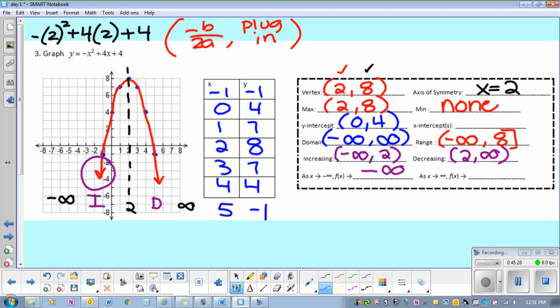As x approaches infinity. So as your x numbers are going to infinity, that means the right arrow, right? The right arrow is doing what? Negative infinity, because it's going down, right? If you have an arrow going up, then it's going to infinity, okay?